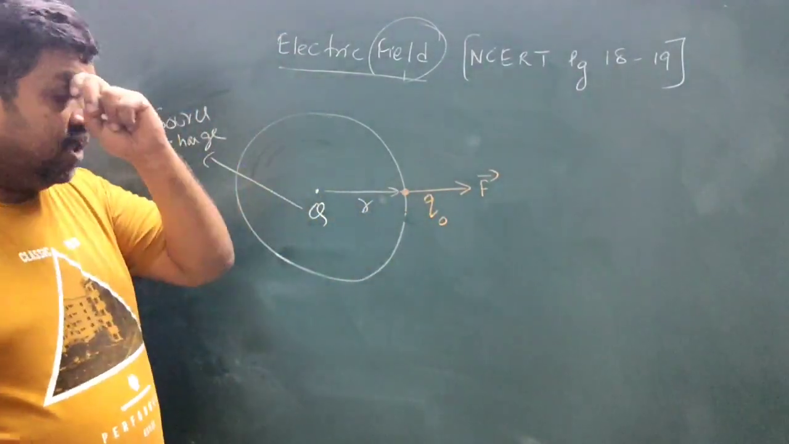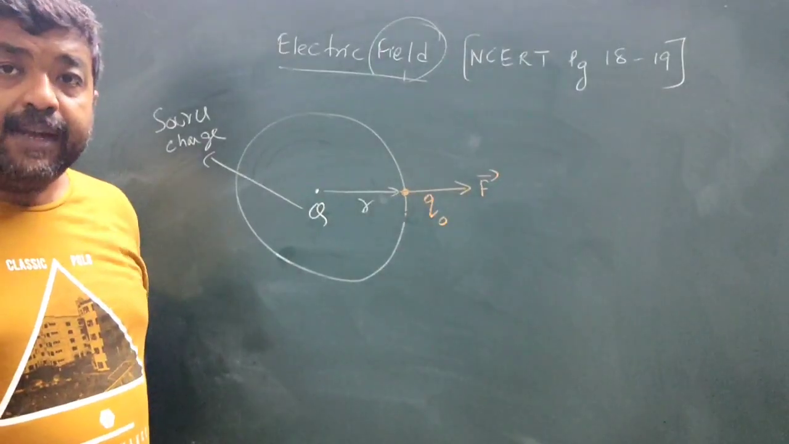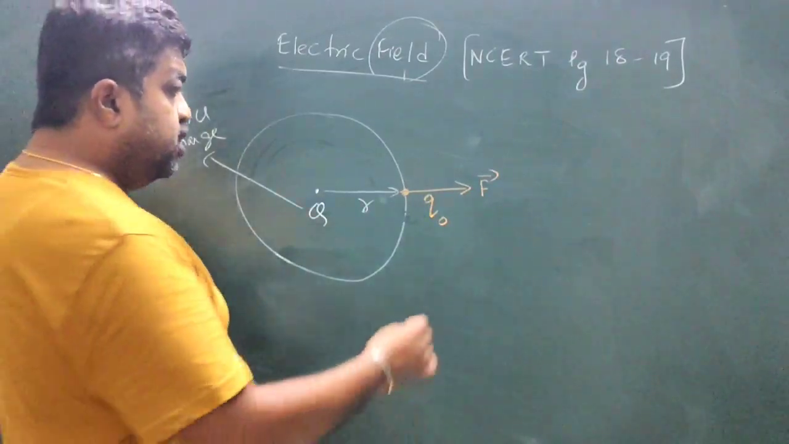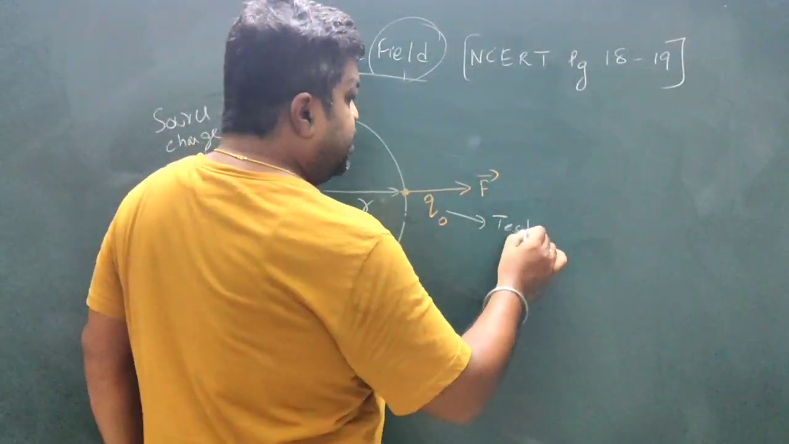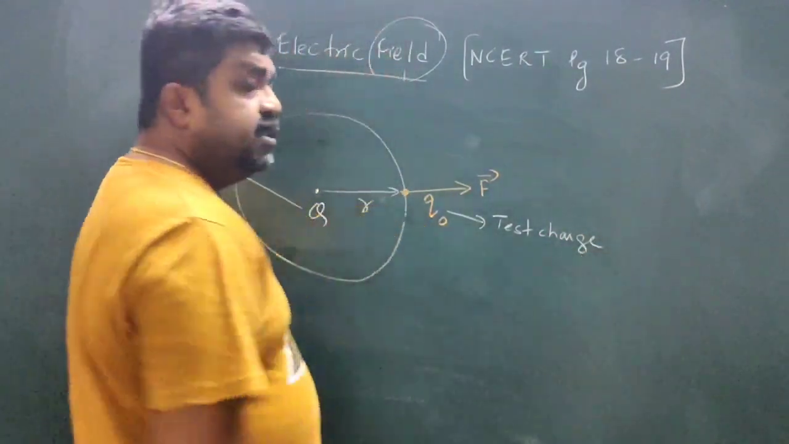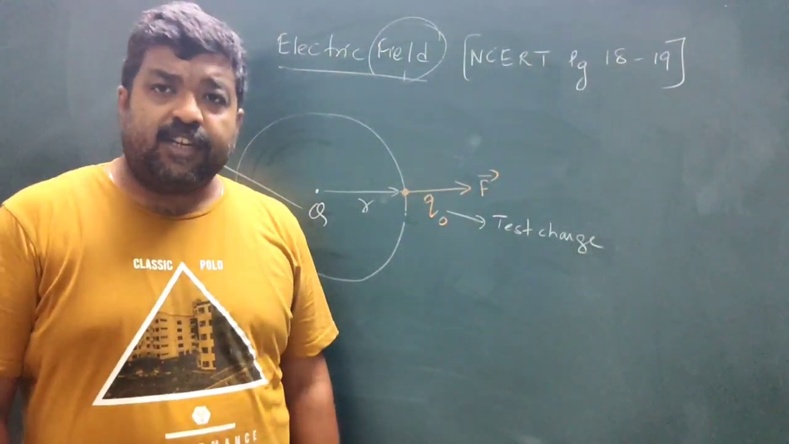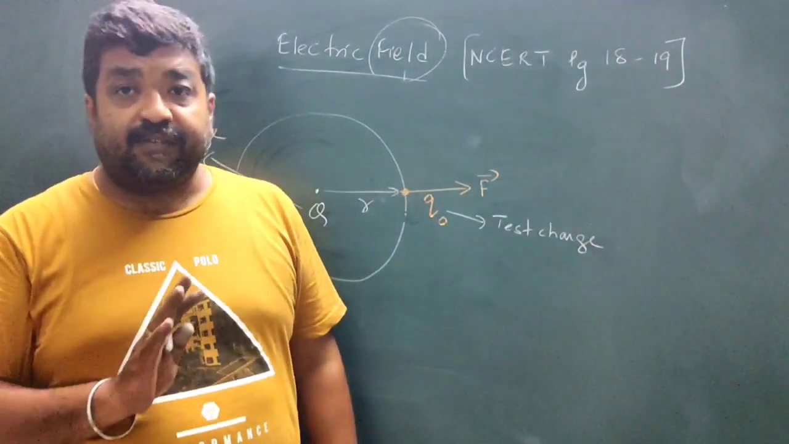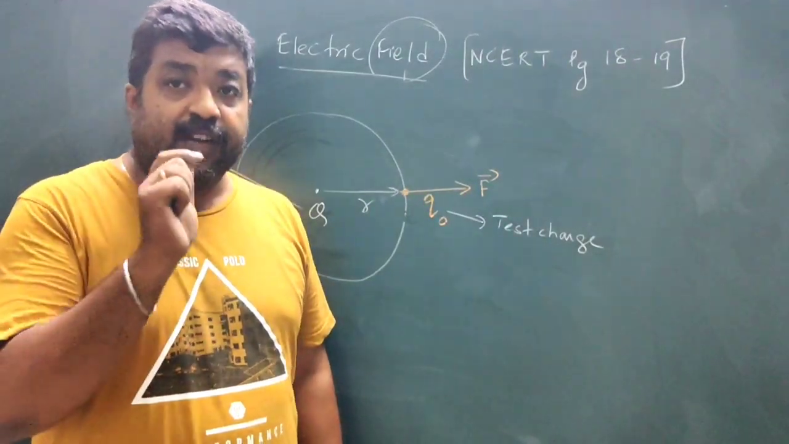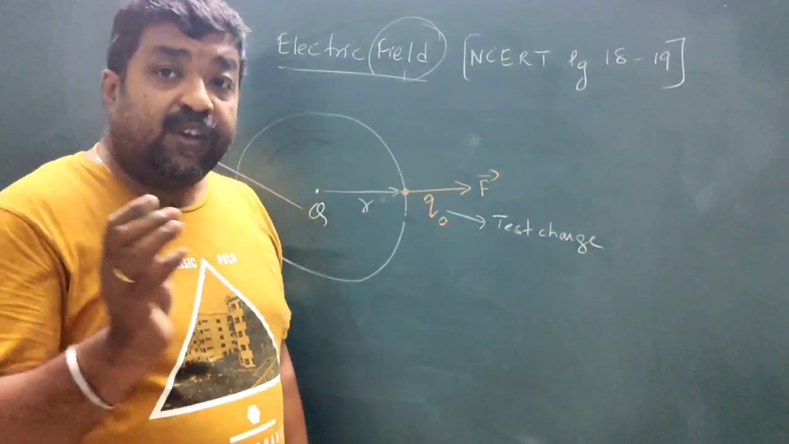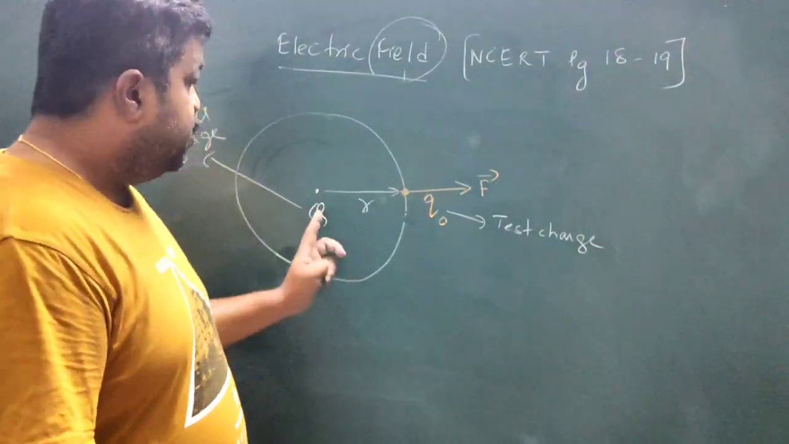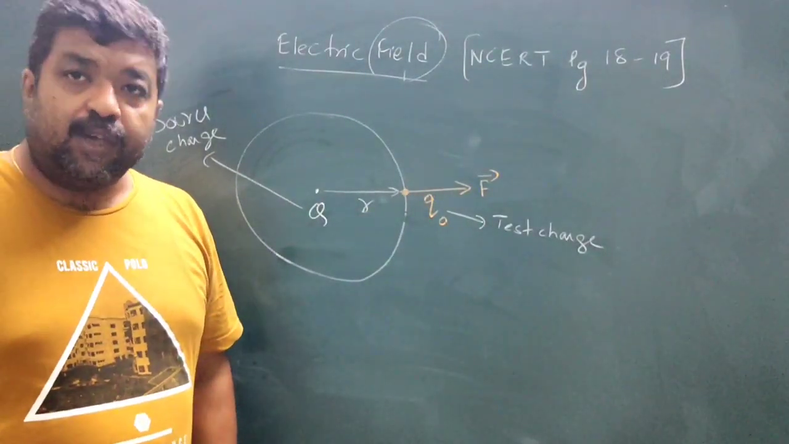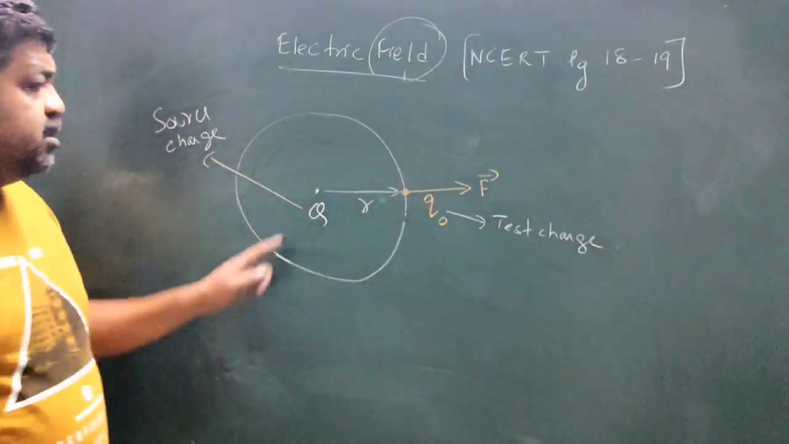Here I am bringing charge Q0 near this Q, and I see that it is experiencing a repulsive force. So I will name this charge the test charge. Why am I calling it a test charge? Because I am using this charge Q0 to test the presence of the electric field, the presence of the region of influence of this charge capital Q. Now this capital Q is at the center of this spherical region. So this is called the test charge, and this is called the source charge.